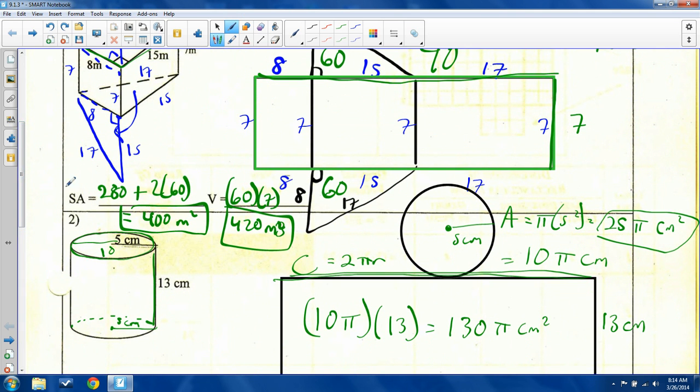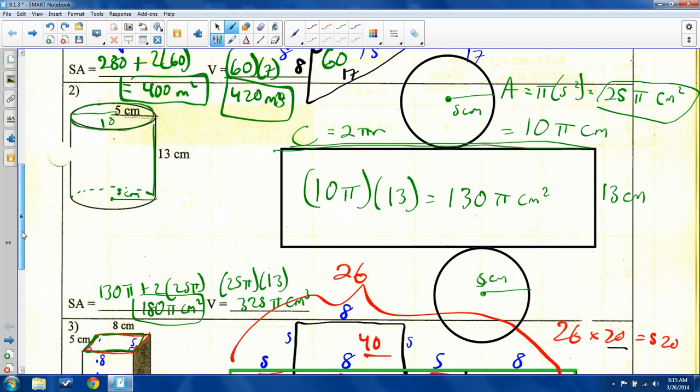This is supposed to be square meters here as well. All right, so hope that all makes sense.